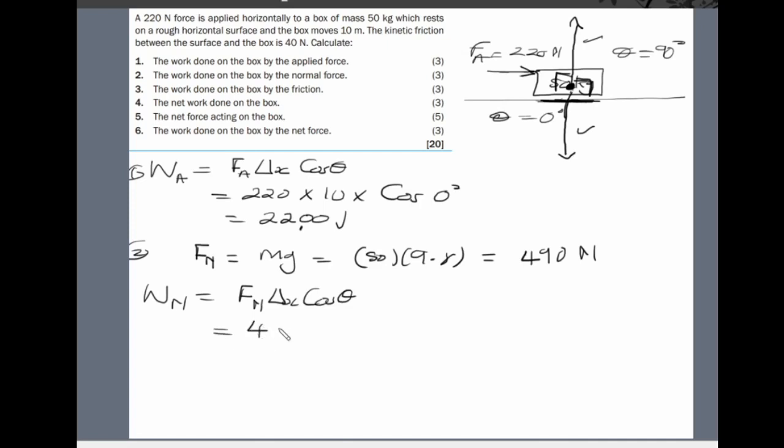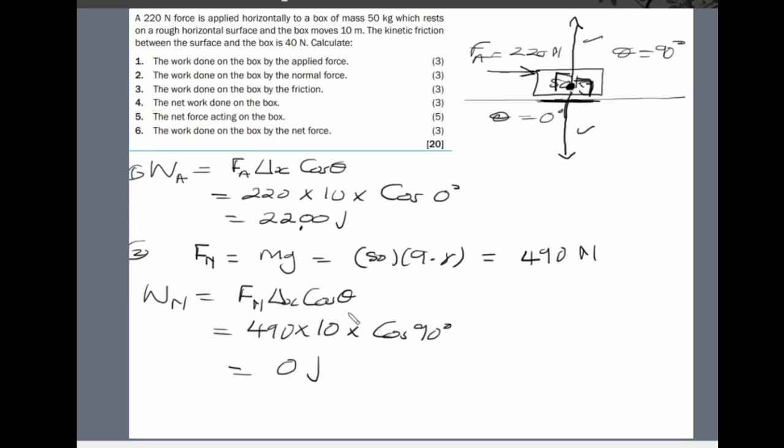So the normal force is 490 newtons, the displacement is still 10 meters, and then our theta is 90 degrees because the normal force is perpendicular to the displacement, right? So if you say cos 90 in your calculator, you'll see it's 0. So therefore the entire thing is 0 joules, meaning the normal force is not doing any work on the object because it's perpendicular to the displacement, right?